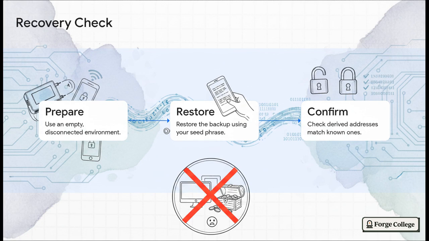Step 1. Prepare an empty, completely disconnected environment. Think a brand new, unused hardware wallet or a spare phone in airplane mode. Step 2. Restore your backup using your seed phrase. Step 3. Confirm that the derived public addresses, meaning the actual wallet accounts it generates, match your known accounts.